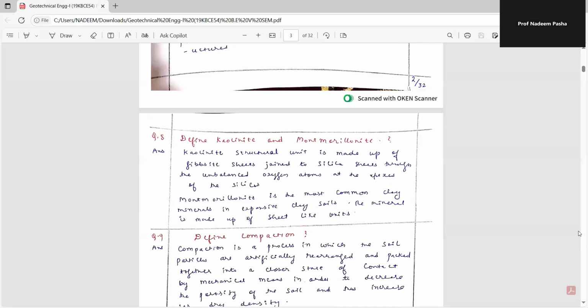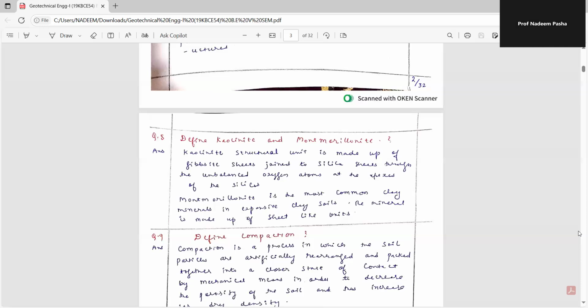Next is define kaolinite and montmorillonite. So how are you differentiating between the two? Kaolinite structure unit is made up of gibbsite sheets joined to silica sheets through the unbalanced oxygen atoms at the apexes of the slices, whereas montmorillonite is the most common clay mineral in expansive clay soil. The mineral is made up of sheet-like units.